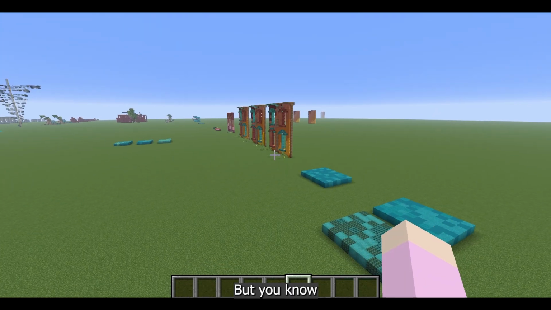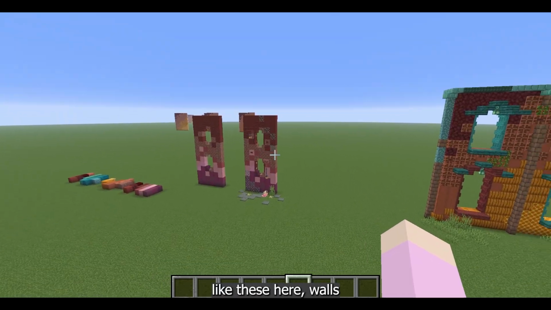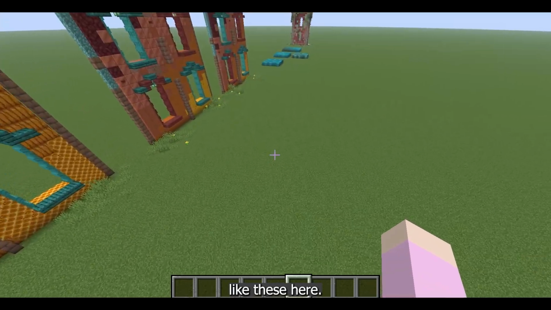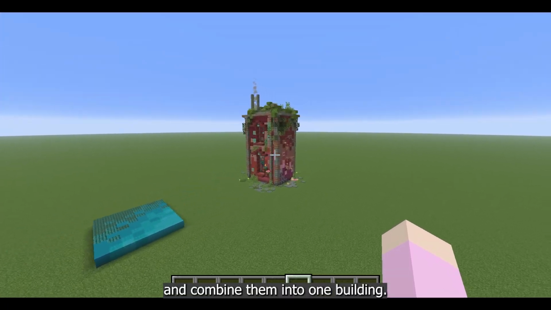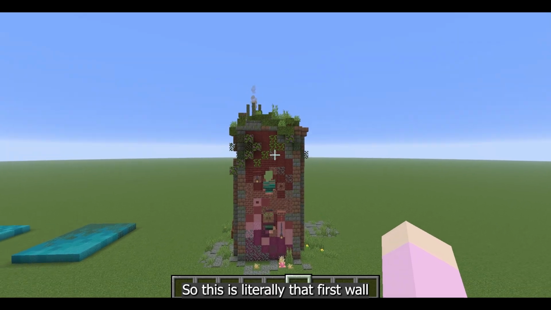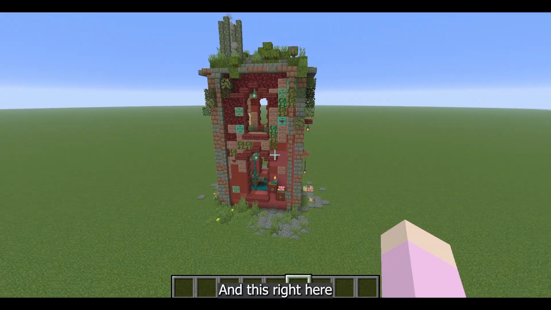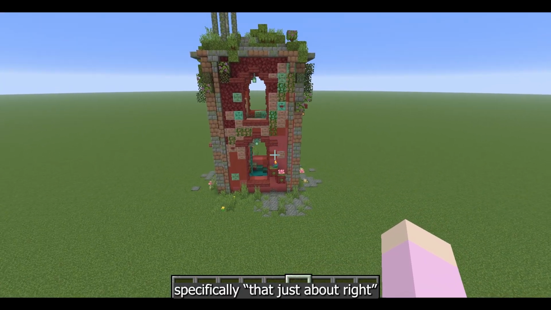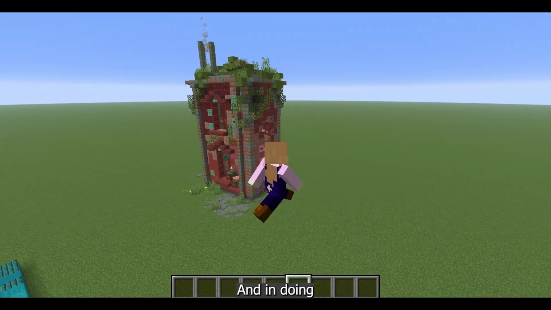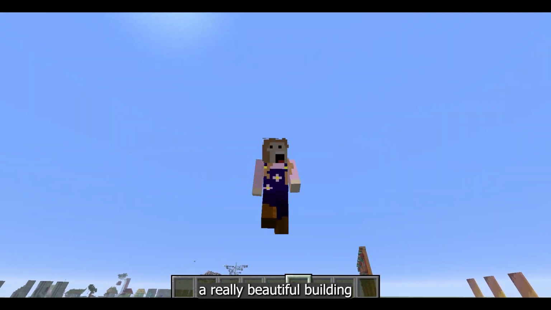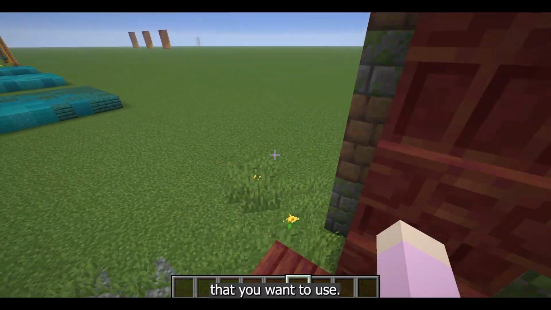But you know what's really cool about this is that when you follow these rules, you can take walls like these here, walls like these here, and even what I would say is floors like these here and combine them into one building. So this is literally that first wall that we talked about and used and practiced on in our texture jump video. And this right here is half of one of those walls, specifically that just about right one that just has some different coloring at the bottom. And in doing so, you can make what is actually a really beautiful building that is just cohesive, that combines your different colors and your patterns that you want to use.